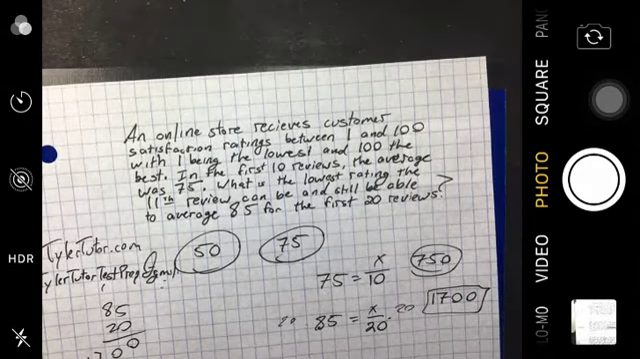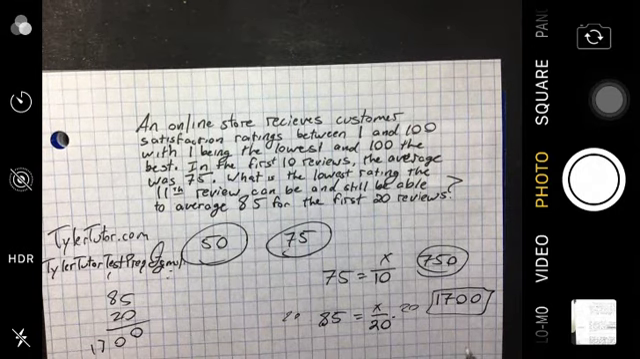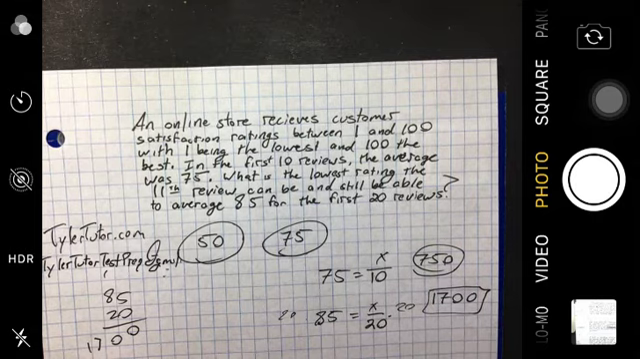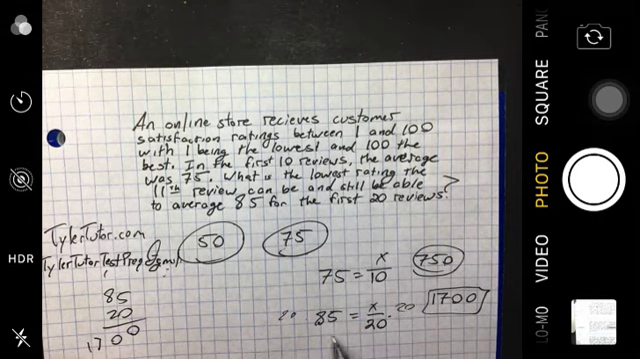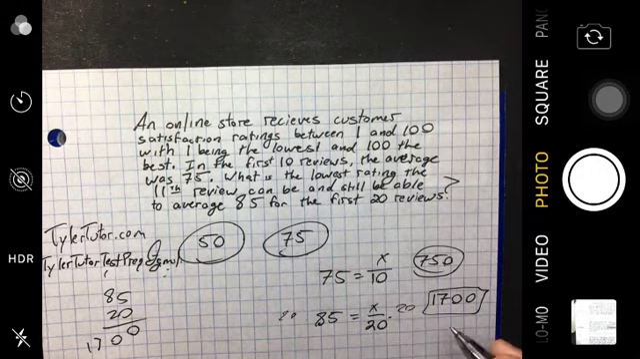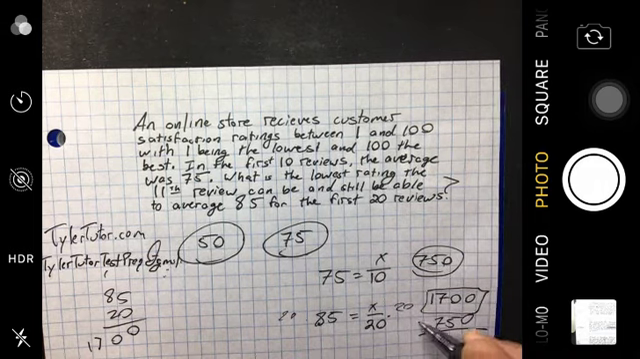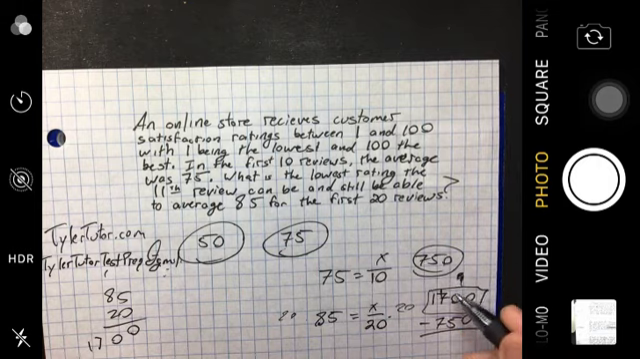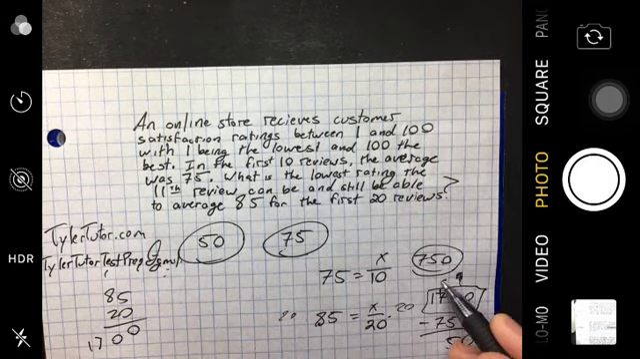This is a hard problem just because there are so many moving parts. So we know that after 20 reviews, we want it to be 1,700. After 10 reviews, which we can't change, it's 750. So let's find out how much we need to score between the 10th and the 20th review by doing that subtraction. So that's going to be a 9. Oh, nope, that's going to be a 1.